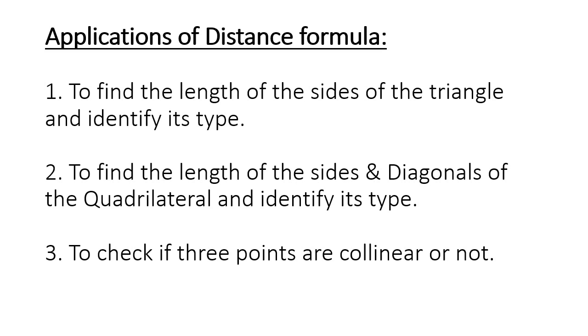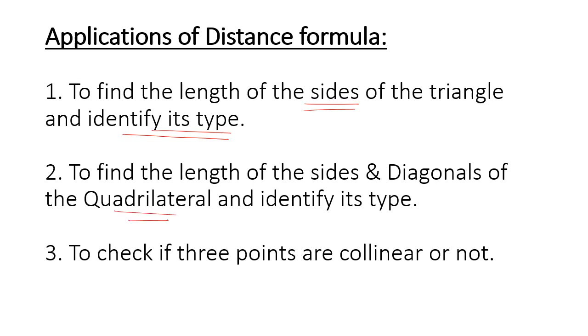Now the important thing is where we can use the distance formula. We can find the lengths of the sides of a triangle. If you know the length of the sides, what the distance basically is, we can identify what type of triangle it is: either an equilateral triangle, an isosceles triangle, or a scalene triangle. The same logic is applicable for a quadrilateral as well.